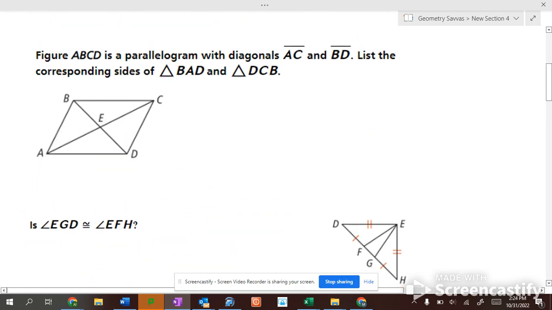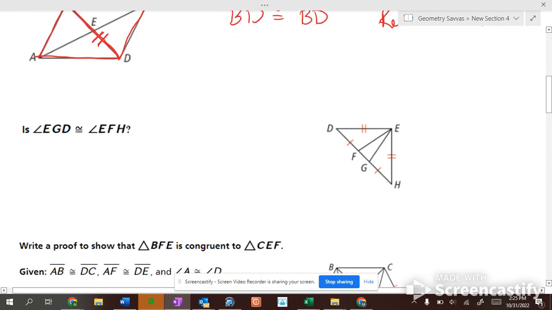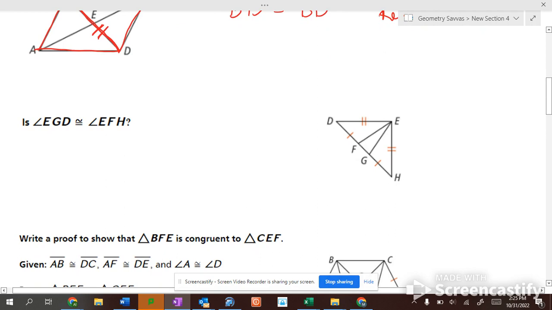Okay, so figure ABCD is a parallelogram with diagonals AC and BD. List the corresponding sides of triangle BAD and triangle DCB. What are the corresponding or overlapping sides of those two triangles that I just outlined? And the answer is BD. BD is congruent to BD. Those are the overlapping sides. When it's the same thing on each side, we're going to use the reflexive property.